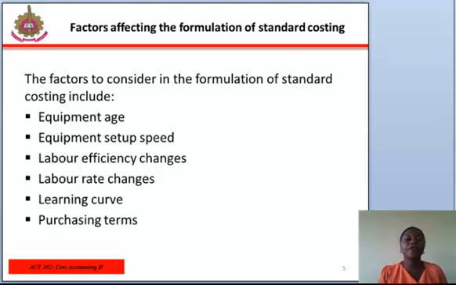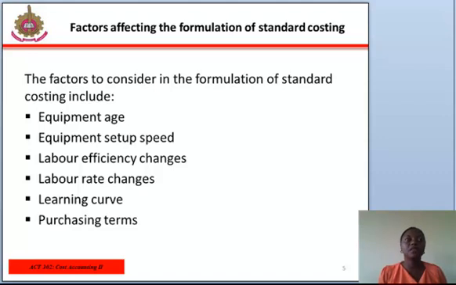Equipment age. If a machine is nearing the end of its productive life, it may produce a higher proportion of scrap than was previously the case. Now, the equipment setup speed. If it takes a long time to set up equipment for a production run, the cost of the setup as spread over the units in the production run is expensive. Hence, if a setup reduction plan is contemplated, this can yield significantly lower overhead costs.